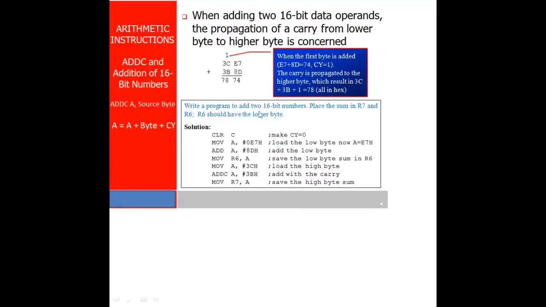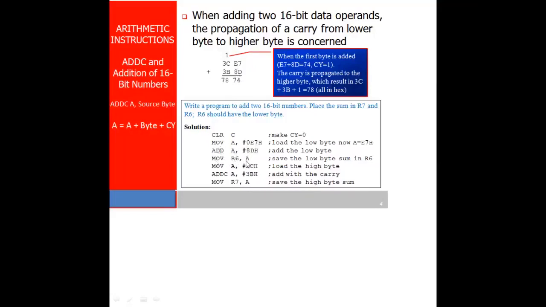You have to write a program to add two 16-bit numbers and place the sum inside the registers R7 and R6, where R6 should have the lower byte and the higher byte will be stored inside register R7. First, I shall clear the carry bit, so CY equals 0. After that, I shall write the instruction MOV A, #0E7 hex, which will be loaded inside the accumulator. After that, I shall write the instruction ADD A, #8D hex, so it will be added with the value E7 hex, and the result will be stored inside the accumulator.